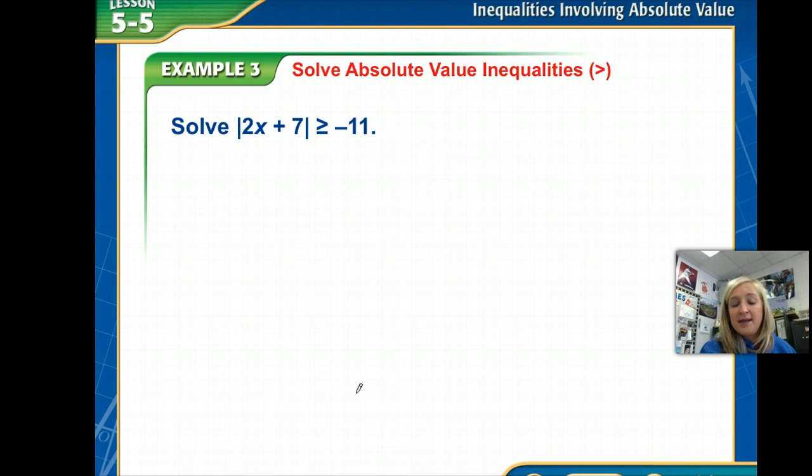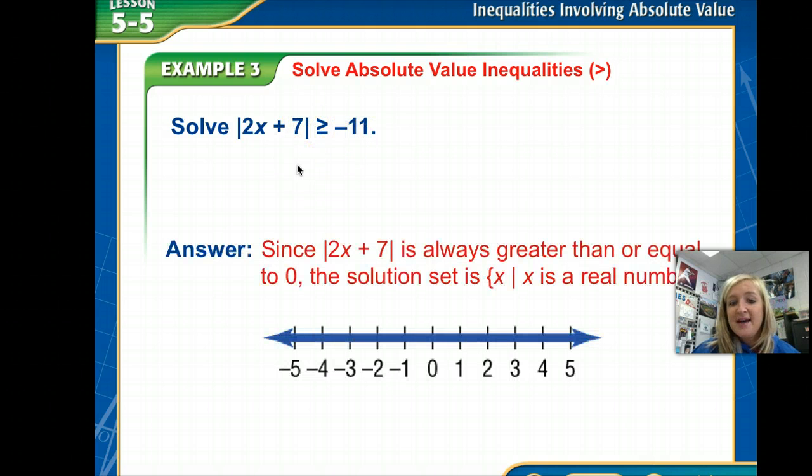In your key concepts at the beginning of the lesson, I shared with you that if it is set greater than or equal to a -11, that it would be all real numbers. And that makes sense because we know that absolute value has to be 0 or higher. And 0 or higher is always going to be greater than or equal to any sort of negative number. So our answer is all real numbers.